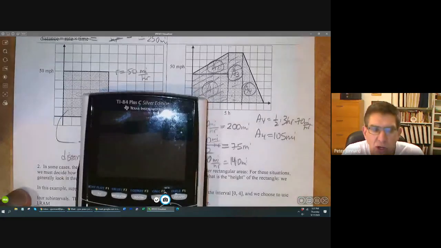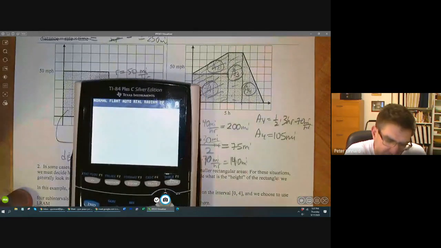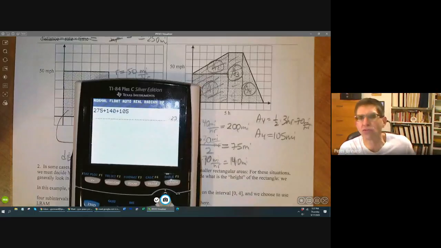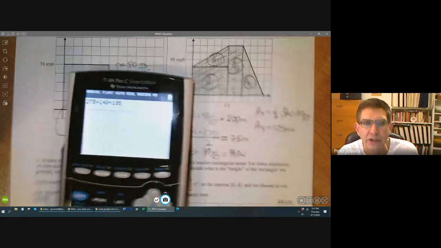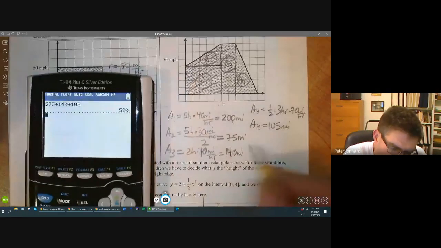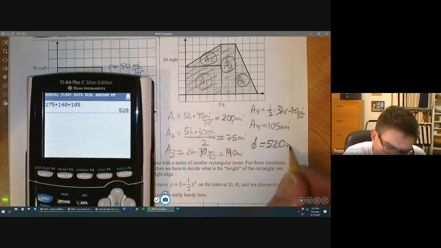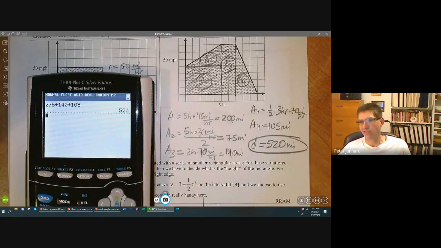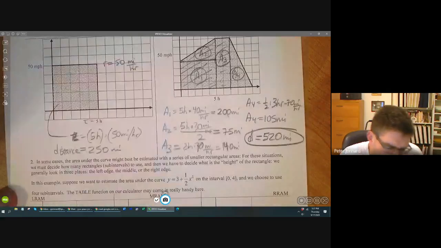Okay, so then we add those all up. I'm going to do 275 plus 140 plus 105. Okay, and I hope I didn't screw up, you guys. It's late in the day and I'm tired. I hope I did that right. So we get the total area. The distance is equal to 520 miles. So that's the distance represented there. Okay, if I screwed up, I'll catch it on the next video. Okay, I'll come back and I'll say, oopsie, I made a mistake. But that's the idea.